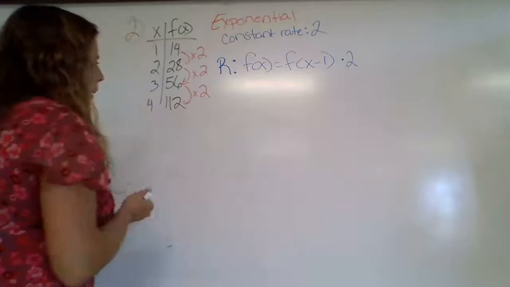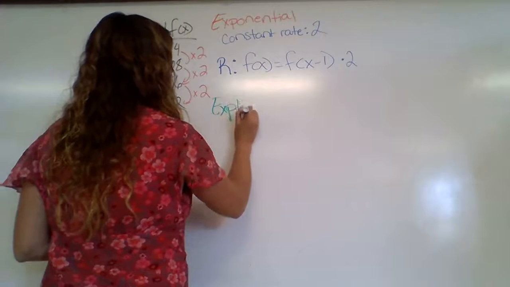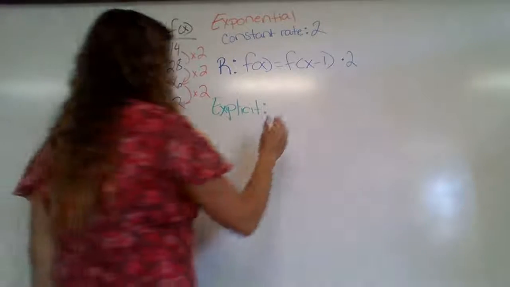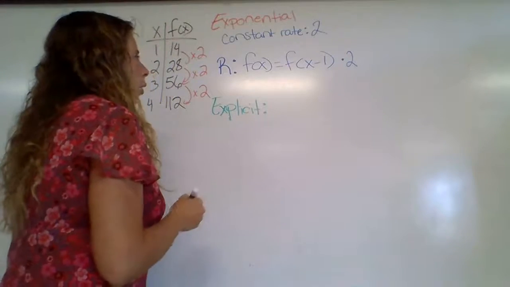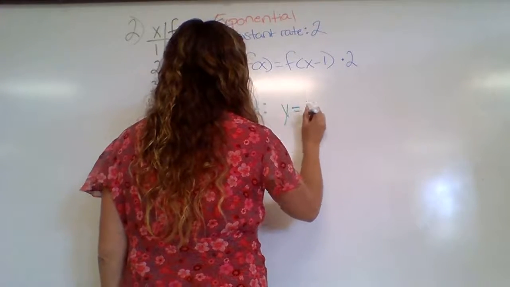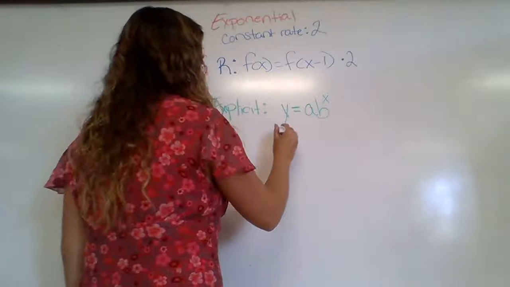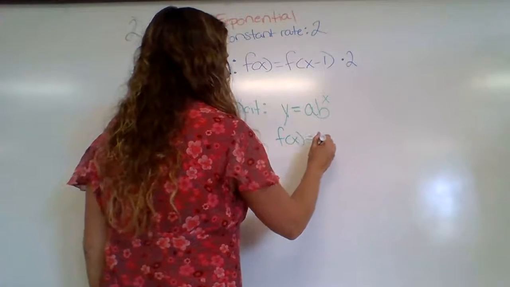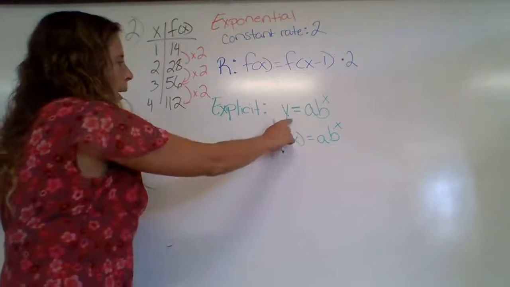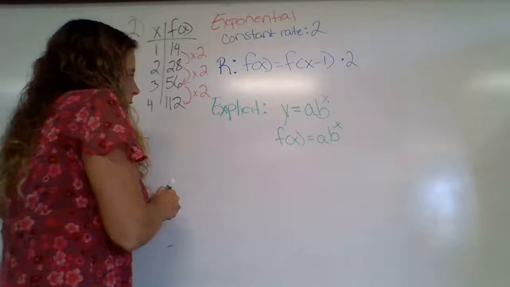So we'll go over this in class tomorrow, but if you want to be ahead of the game, explicit for exponentials. Your exponential equation is, you can use y or f of x, it doesn't matter. I guess I'll write it both ways. So y equals a b raised to the x power. Or if you write it f of x, it could be f of x equals a b to the x power. So you can pick. You can either write it with f of x or you can write it with y. They mean the same thing.